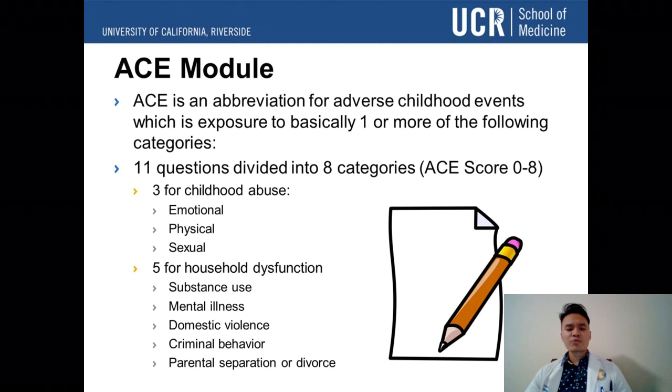The ACE module, again ACE is an abbreviation for Adverse Childhood Experiences, is basically an exposure to one or more of the following categories. I'm going to walk through it with you right now. These 11 questions were divided into 8 categories, giving us an ACE score of 0 to 8. Three categories were for child abuse, which included emotional, physical, and sexual. Five were for household dysfunction: substance abuse, mental illness, domestic violence, criminal behavior, and parental separation or divorce.